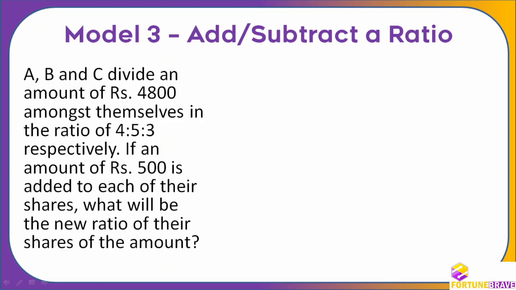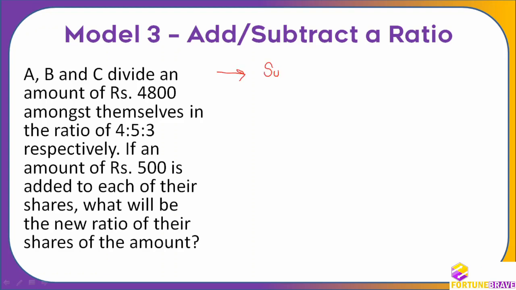A, B and C divide an amount of rupees 4,800 amongst themselves in the ratio 4 is to 5 is to 3 respectively. If an amount of rupees 500 is added to each of their shares, what will be the new ratio of their shares of amount? So this is the question. It is the same as the previous question, so we'll go a little bit faster if you permit me.